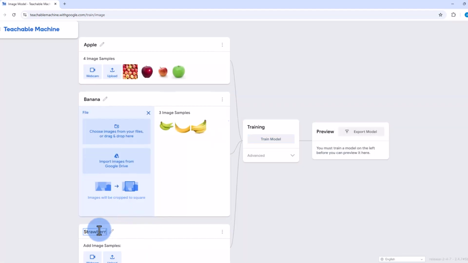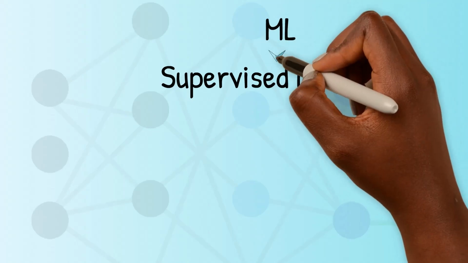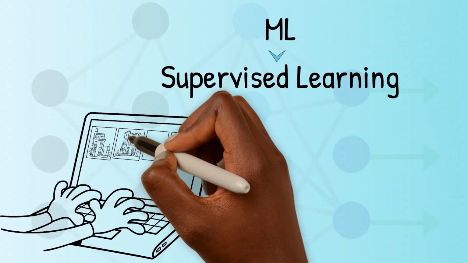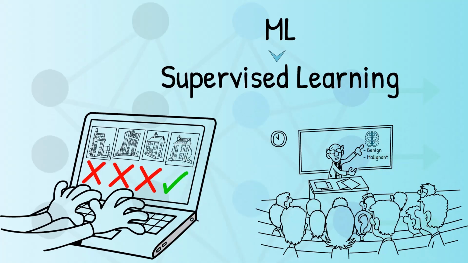This process of labeling data is called supervised learning, a type of machine learning, where you give the computer the correct answers or labels during training. And if you want to learn more about supervised learning, check out my previous video linked here.